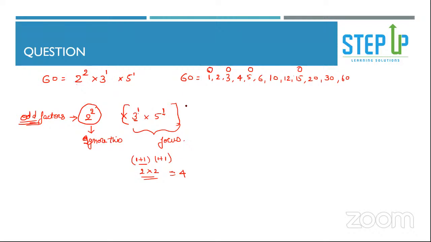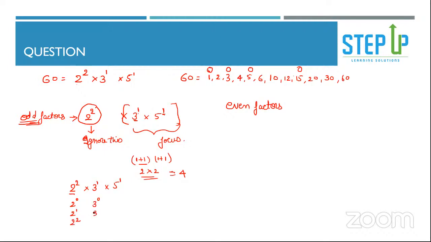I hope you understood. So basically what we need to do is ignore this 2 part completely and focus on the remaining one. You will get the number of odd factors. For even factors, I'll go back to this one: 2 to the power 2 into 3 to the power 1 into 5 to the power 1. It means that there was 2 to the power 0, there was 2 to the power 1, there was 2 to the power 2.